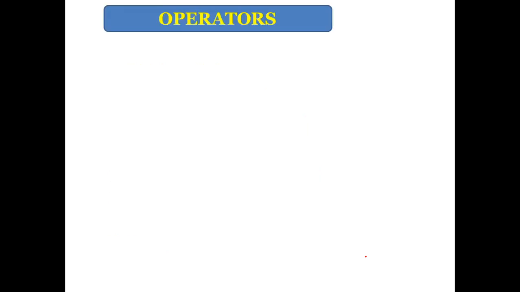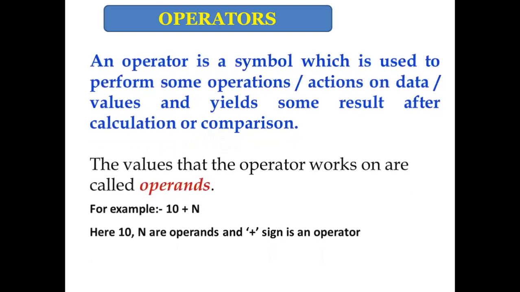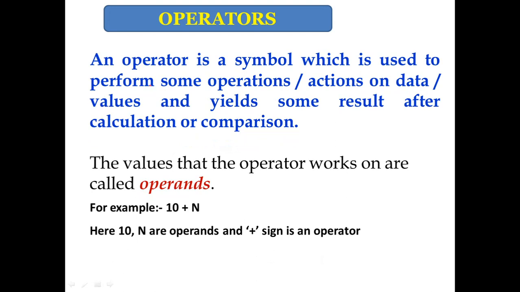Now, what do you mean by operators? An operator is a symbol which works upon one or more operands and yields some result. Let's see the definition. It is a symbol which is used to perform some operations or actions on data or values and yield some result after calculation or comparison. The values that the operator works on are called operands. Here 10 and n both are operands, whereas plus is an operator.